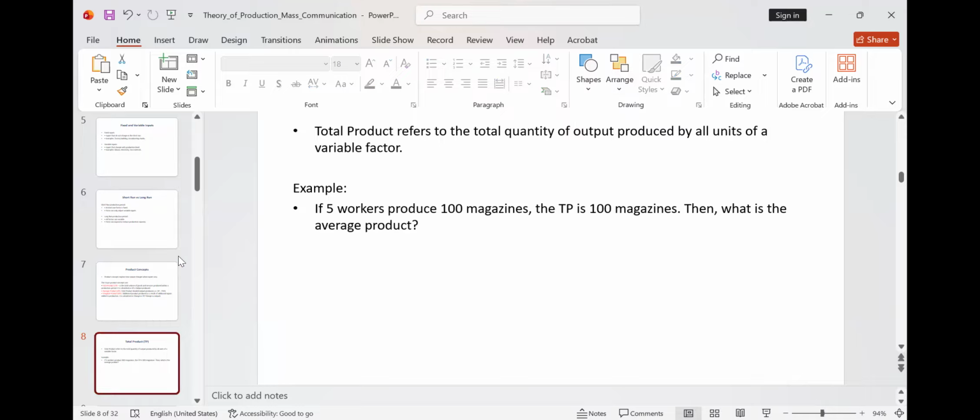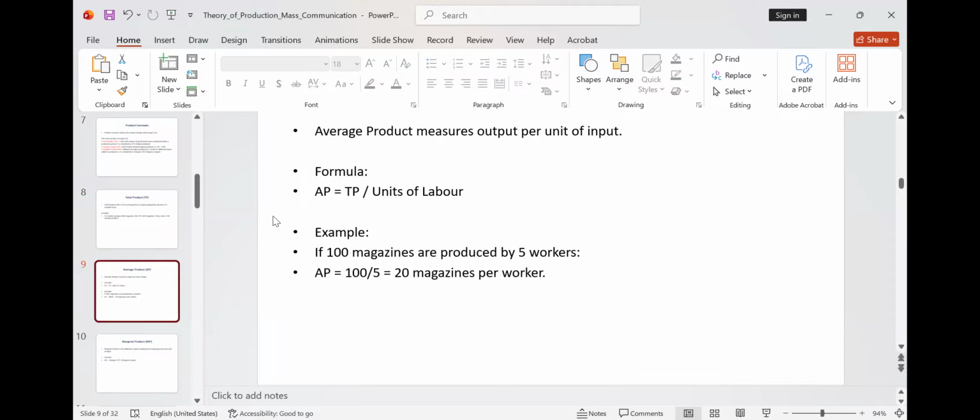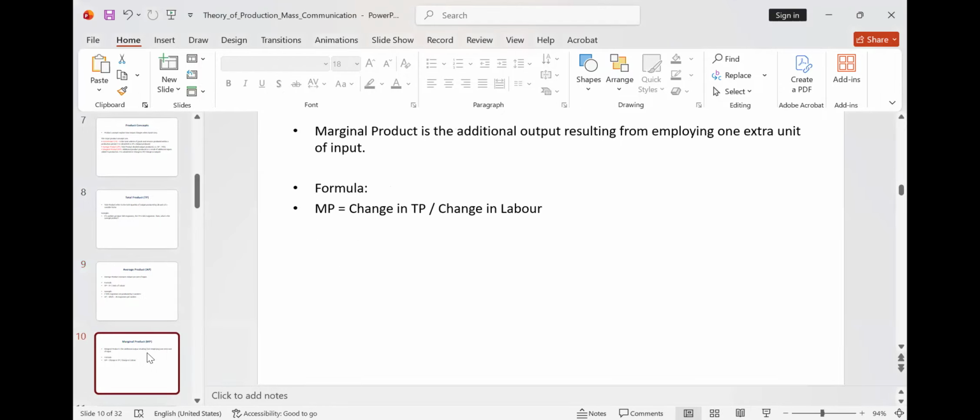So let's move on. Because we are using the trial version, it's giving me a sign that we have just 5 minutes left. So average product measures output per unit of input, and the formula, you can see here again, AP is equal to TP divided by units of labor. You have an example there: if 100 magazines are produced by 5 workers, the average product will be 100 divided by 5. So let's move on quickly.